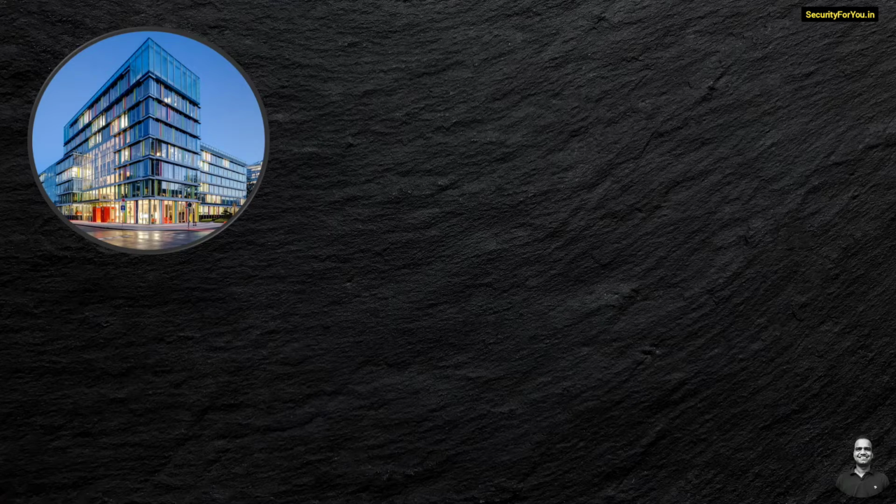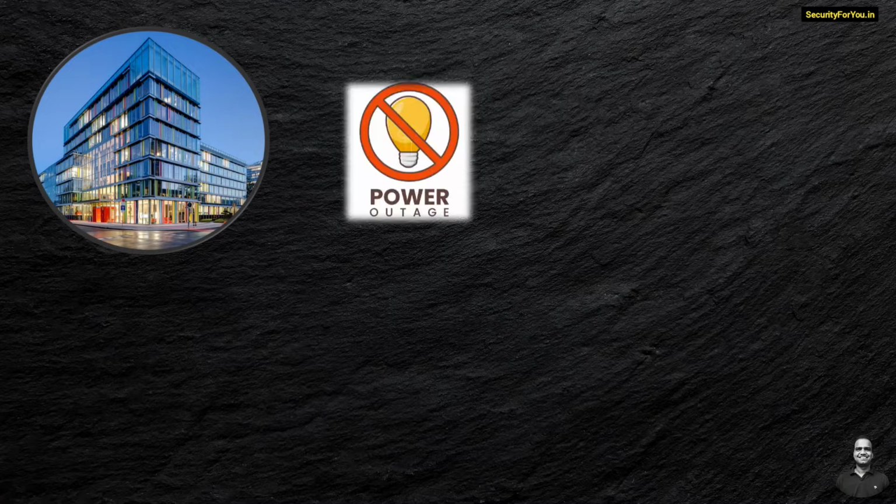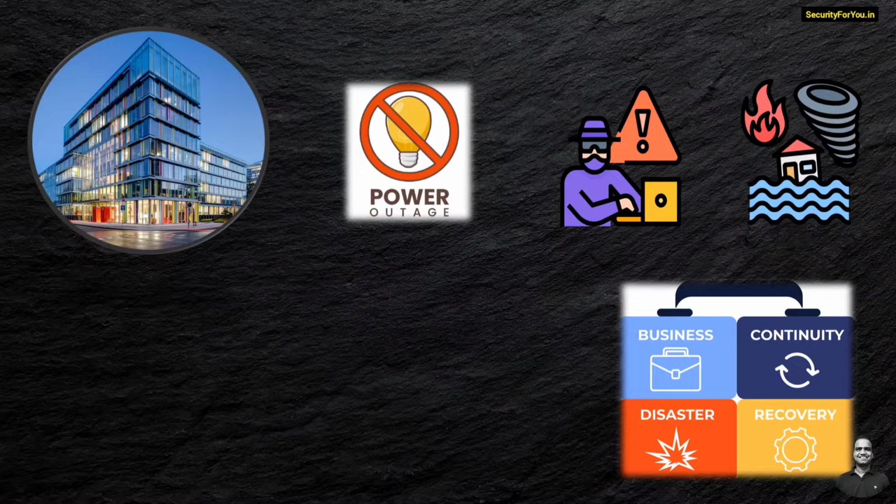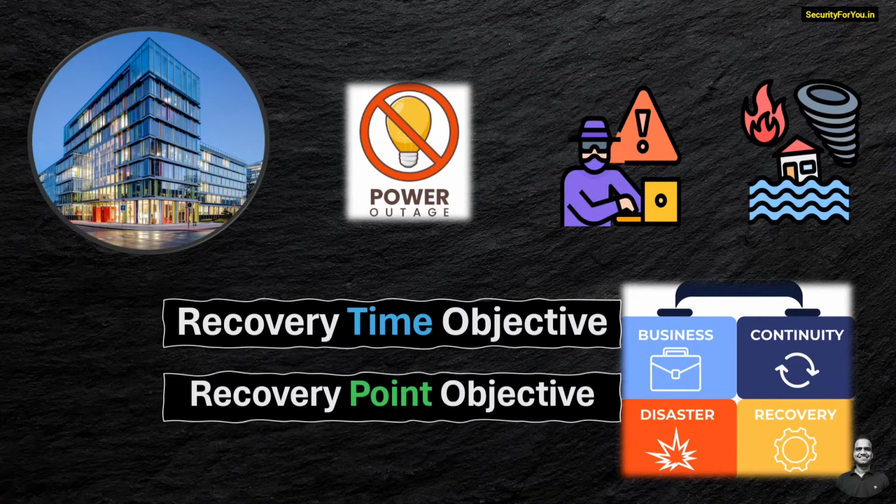Imagine you have a business which comes to halt due to power outage, cyber attack or natural disaster. Customers can't access your online store, financial transactions freeze, and critical operations are on hold. The impact can be huge on your business, and this is where business continuity and disaster recovery planning comes in. And RPO and RTO are two crucial elements of business continuity and disaster recovery plan. So let's understand this concept in more detail.